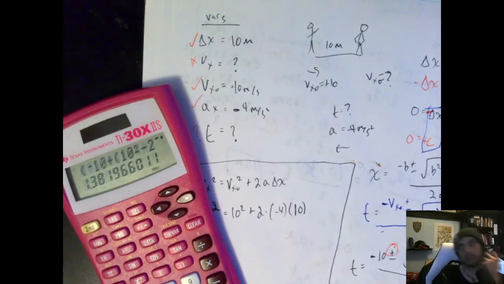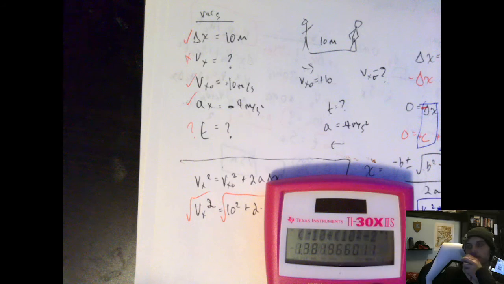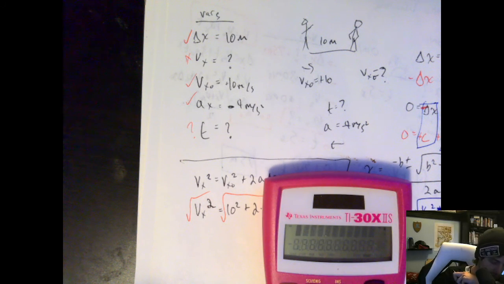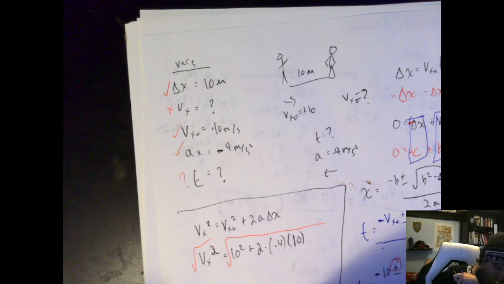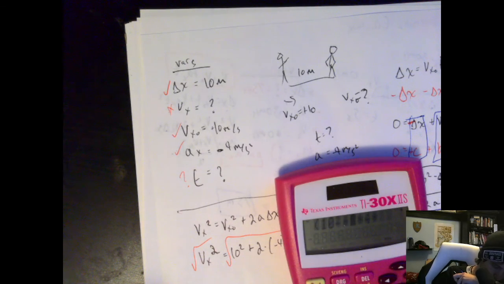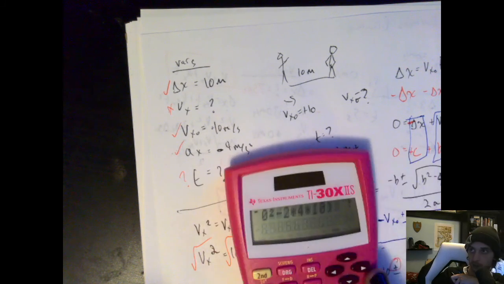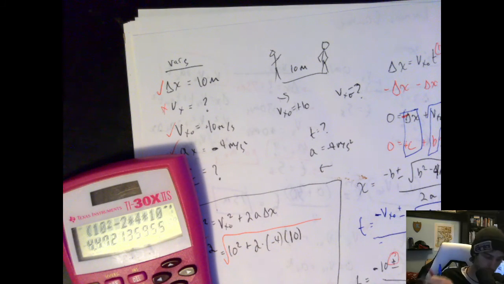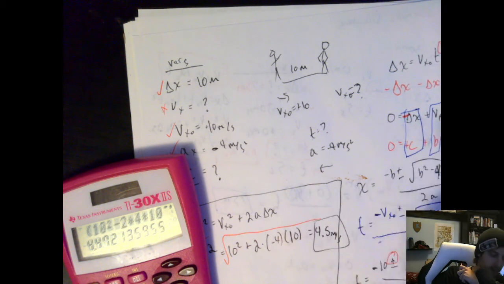If I throw that in a calculator after remembering that I need to square root both sides, that'll give me 10 squared plus 2 times 4, which should actually be minus because it's times -4, times 10, close out my parentheses, to the 0.5, smack in the equals, and we've got 4.5. So my final velocity here is 4.5 meters per second.